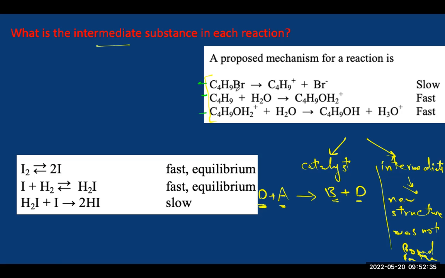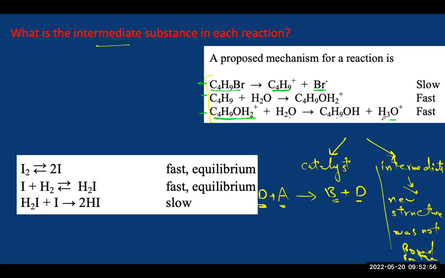So we will start. This is the reactant, and this reactant will form a new structure, C4H9 plus Br minus. Okay, and then C4H9 plus H2O will form this one. And this new structure will be consumed here with H2O to form the product.